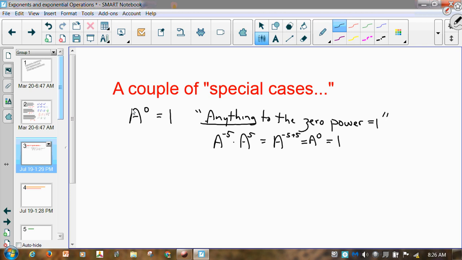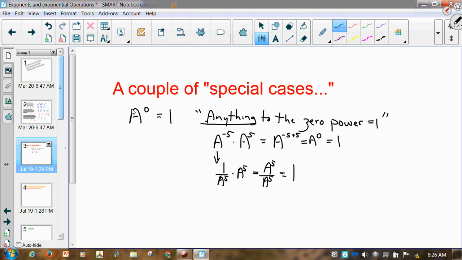Another way we could write this using the reciprocal property is, let's suppose we change this a to the minus 5 using the reciprocal property. And so that becomes 1 over a to the 5th times a to the 5th. What does that equal? That equals a to the 5th divided by a to the 5th. And it doesn't matter what number a represents. What we really have here is 1. So mathematically, you can rest assured that a to the 0 is in fact 1, or any variable, any number to the 0 power is 1.